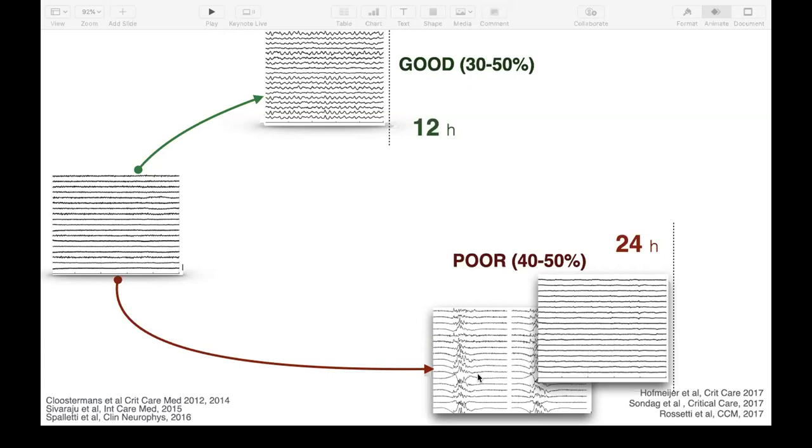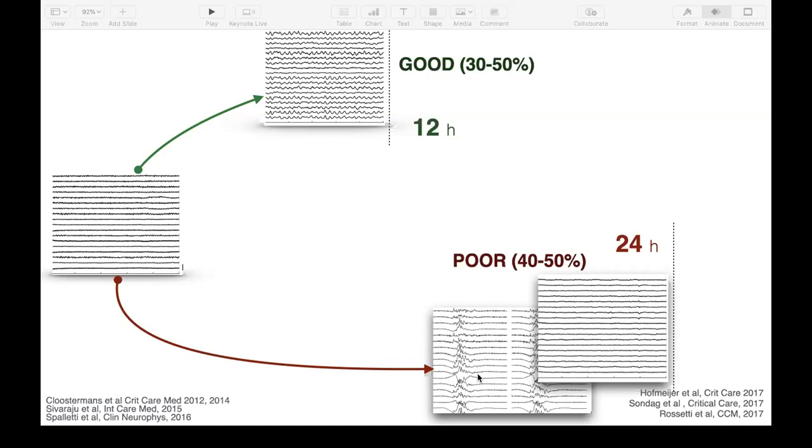So CPC 1 and 2 we define as good. The patient can return home, or return home with a little assistance, which is CPC 2. 3 is nursing home, 4 is minimally conscious state, and 5 is death. And we and many others consider 3, 4, and 5 as a poor neurological outcome.